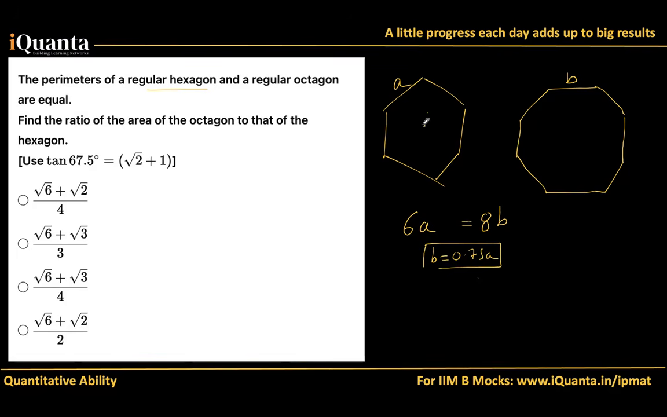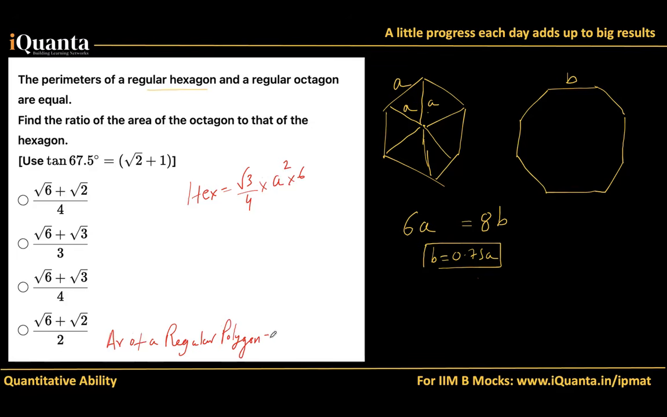Now we know that a regular hexagon is actually made up of six equilateral triangles, and each equilateral triangle has side A. So can I say that the area of the regular hexagon, let me write it over here. Hexagon will have area root 3 by 4 into side square, which is A square, into 6 times. Otherwise, if I tell you the direct formula for the area of a regular polygon, you can also apply this formula.